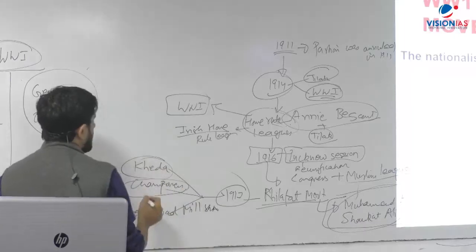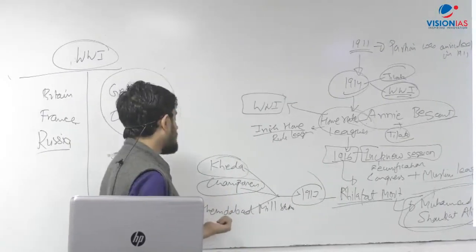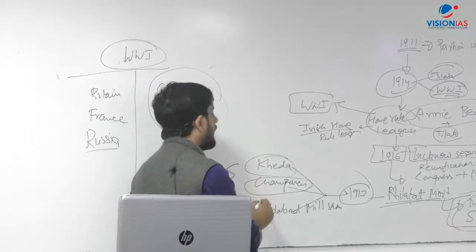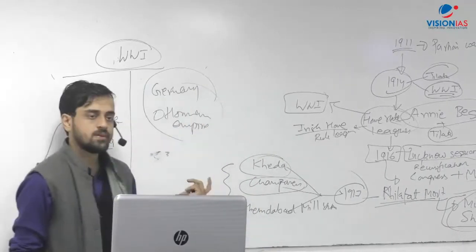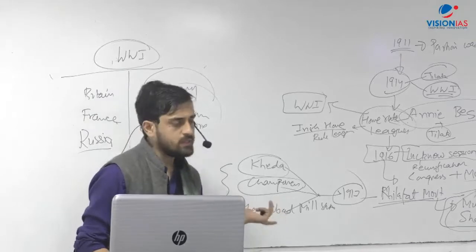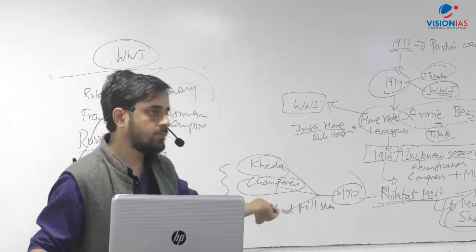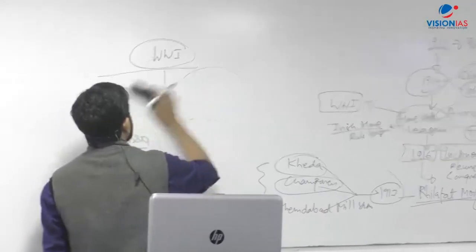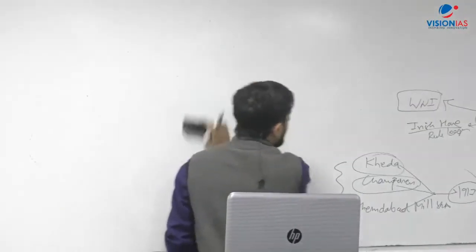So the Kheda Satyagraha, the Champaran Satyagraha, and the Ahmedabad mill strike, all of them also roughly happened at the same time and are associated with the arrival of Gandhi. We'll see details of all three of them because they're important from prelims point of view separately also.